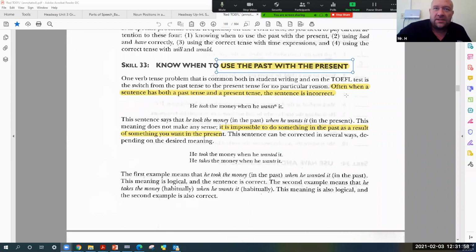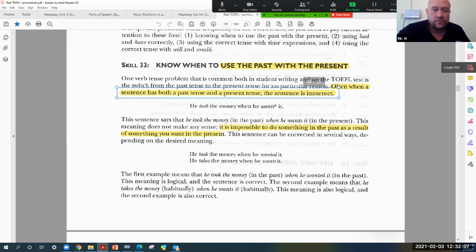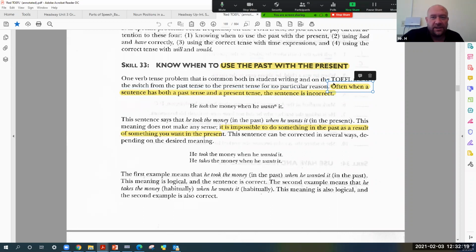Can you read this, please, Abdulaziz, section 54? Often, when a sentence has both a past tense and a present tense, the sentence is incorrect. Okay. Notice it doesn't say always. Guys, it doesn't say always. It just says often. Often it is incorrect. Not always.